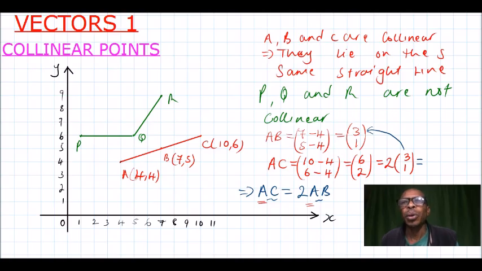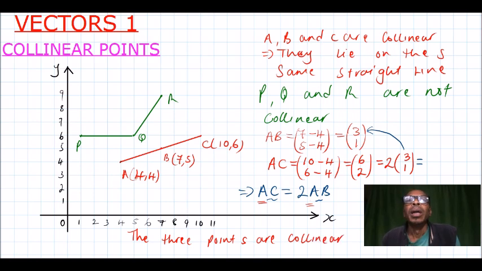So when you are able to express a vector in that format, we conclude that the 3 points are collinear. Now, if you try to do that with P, Q, and R, let's try that.